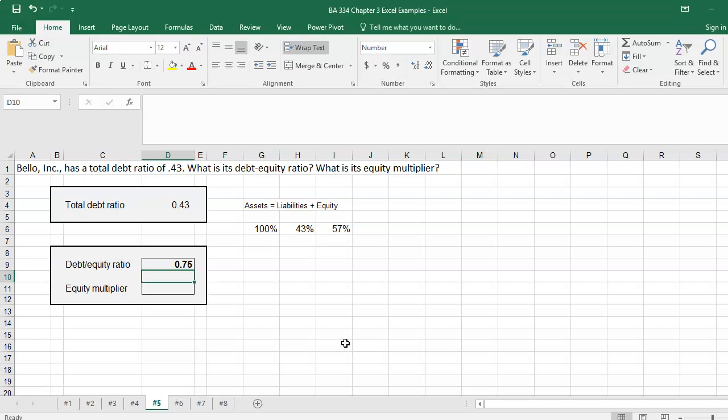The equity multiplier is either calculated as total assets divided by total equity, or 1 plus the debt to equity ratio. Both of those calculations will give you the same value.